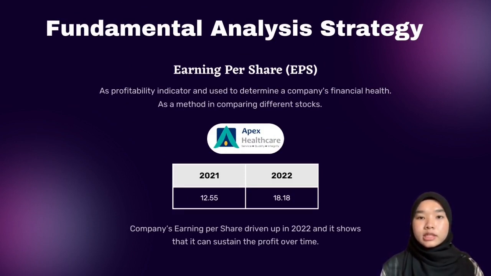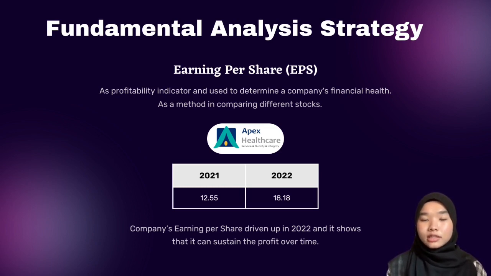EPS is a profitability indicator that we use to determine a company's financial health. According to late 2022, EPS can also be used as a guide in comparing different stocks. Based on the table, it is the comparison between 2021 and 2022. In 2021, the EPS is 12.55, while in 2022, the EPS rose to 18.18. From this, we can see that a greater EPS may indicate expansion and rising stock prices. So we can say that the company's earnings per share is driven up and shows that it can sustain the profit over time.